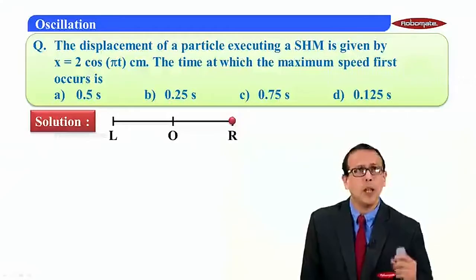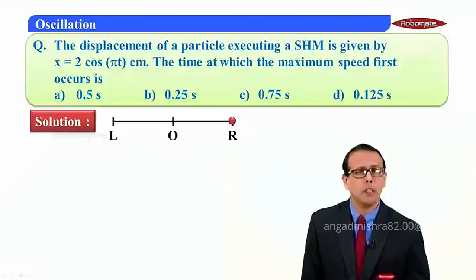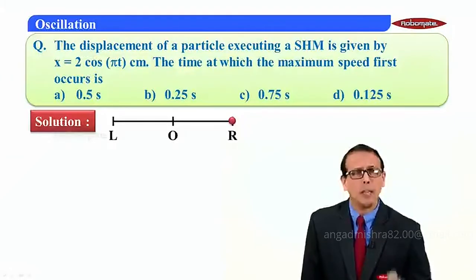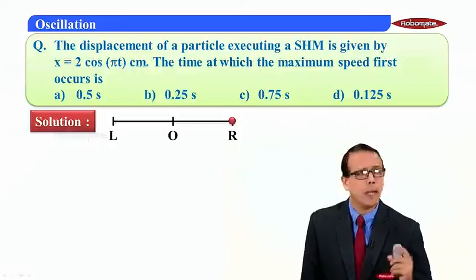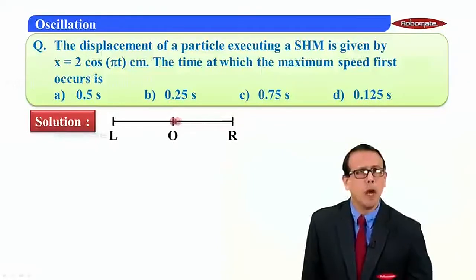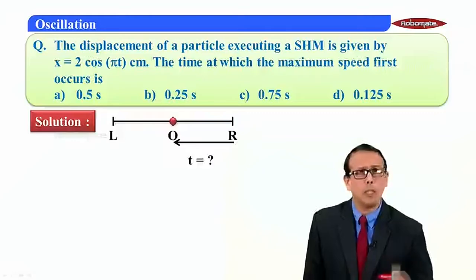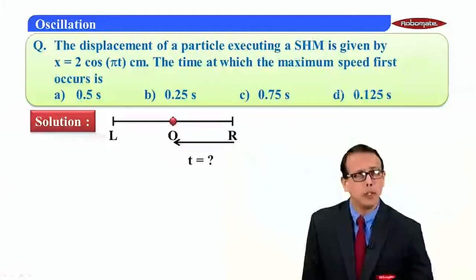the question says I have to find the time at which the maximum speed first occurs. You can very clearly see maximum speed always occurs at mean position. Therefore, if the particle is at positive extreme, now it reaches the mean position. So actually, I have to calculate the time taken by the particle to travel from positive extreme to mean position.